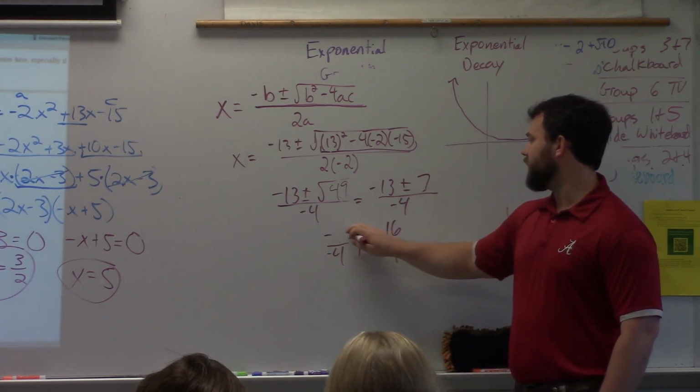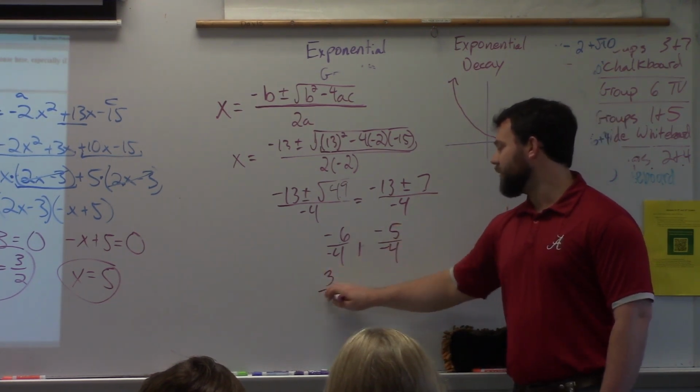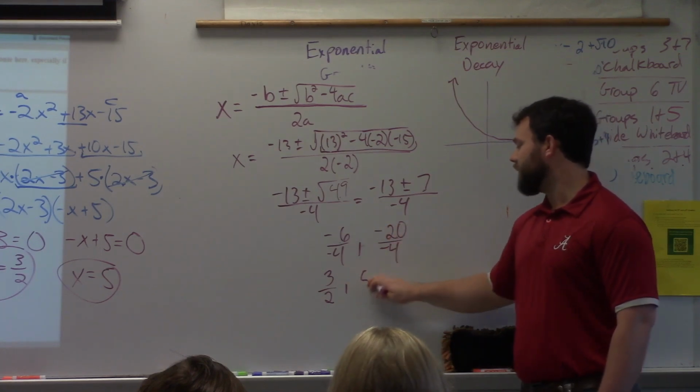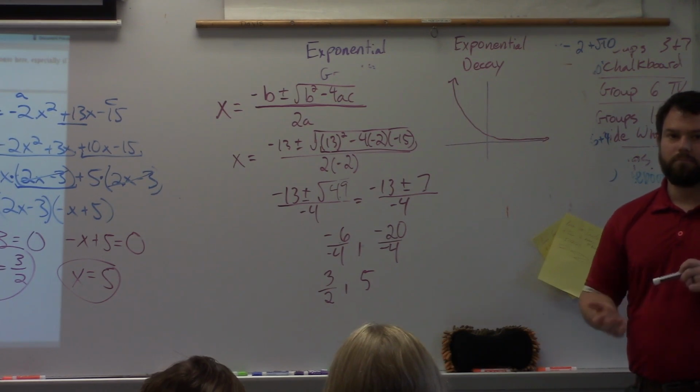Negative 13 plus 7 is negative 6 minus b. And so then I get positive 3 halves and a positive 5. Just like from the factoring method. Okay.